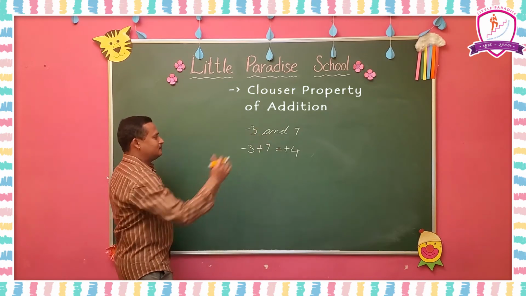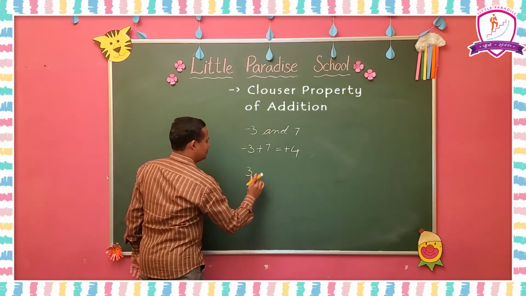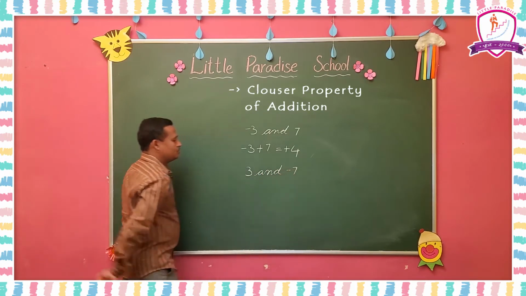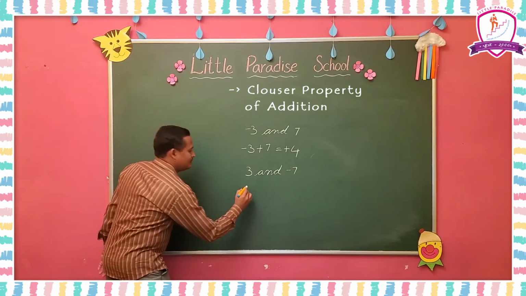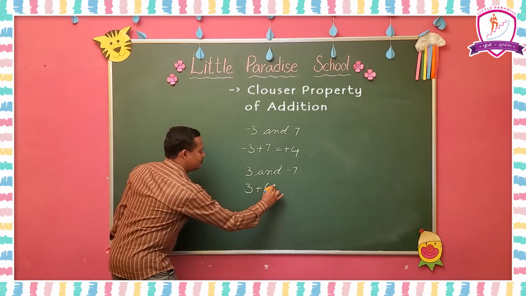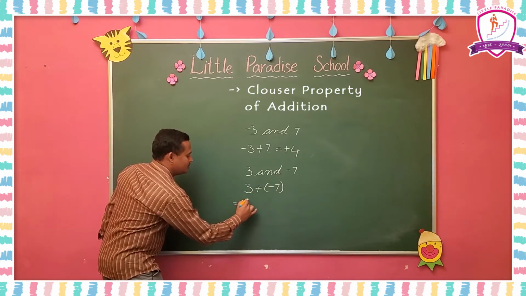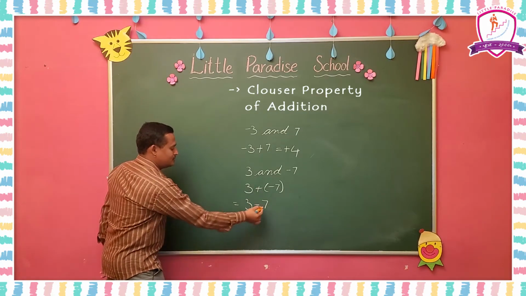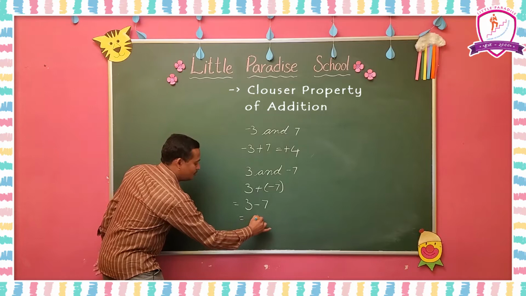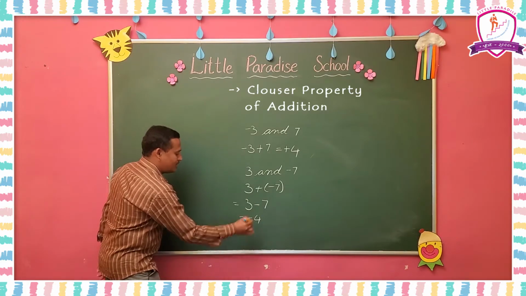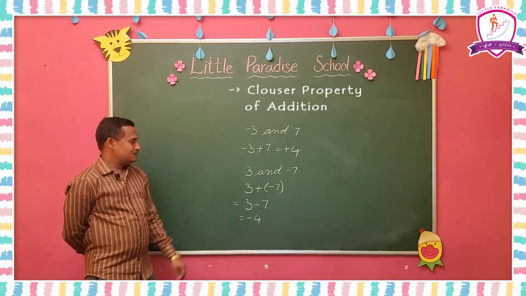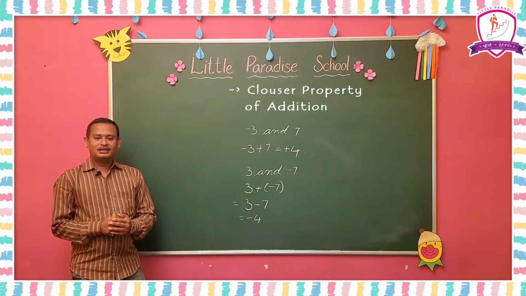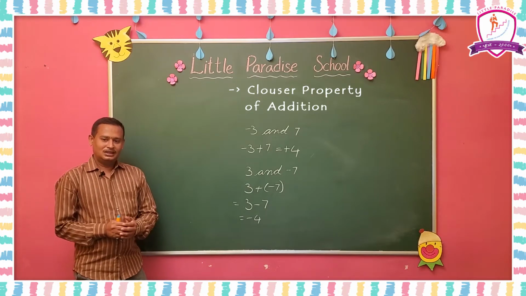Let us take 3 and minus 7. When we add 3 plus minus 7, that is equal to 3 minus 7, that is equal to the difference of 3 and 7, which is 4. The bigger number has a minus symbol, so we have to put minus for the answer. Minus 4 is also an integer. This property is called the closure property of addition in integers.